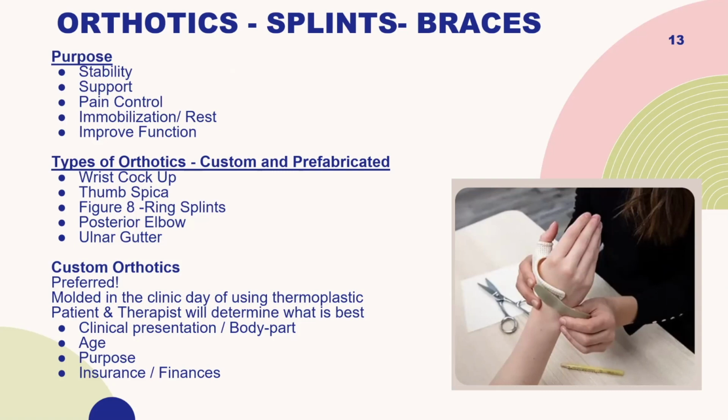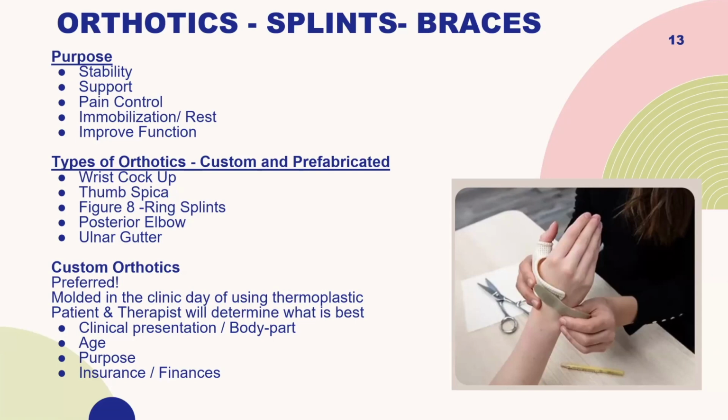There are 5 main splints that we make in our clinic, which is the wrist cock-up, the thumb spica, the figure 8, the posterior elbow, and the ulnar gutter splint, and I will go through each of those. And we actually prefer custom orthotics because they are custom molded to fit each patient. They are molded the same day in the clinic using thermoplastic material.